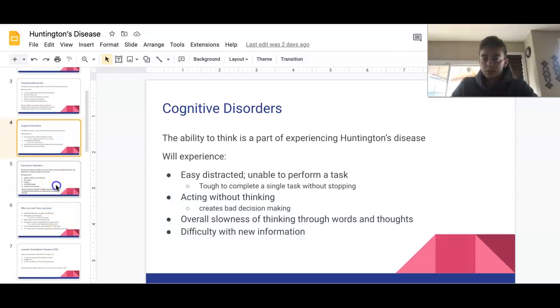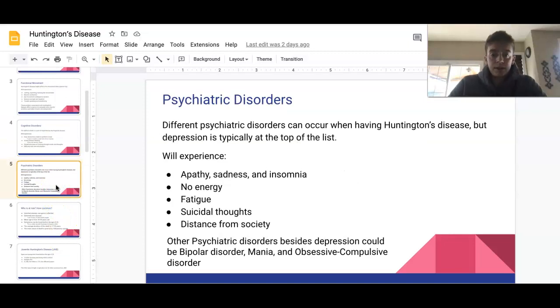Now on to psychiatric disorders. The main psychiatric disorder is depression. There are other ones that I'll talk about later, but some of the things that you'll experience with this are depression-like symptoms such as apathy, sadness, insomnia, no energy, fatigue, suicidal thoughts, and just distance from society. And those disorders other than depression could be bipolar disorder, mania, and obsessive compulsive disorder, the three other ones.